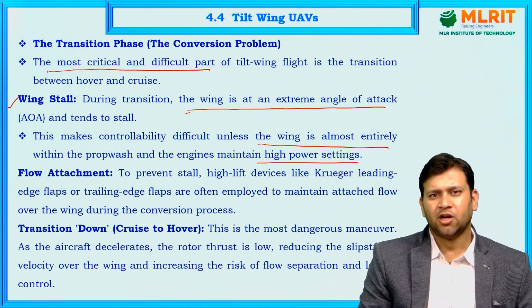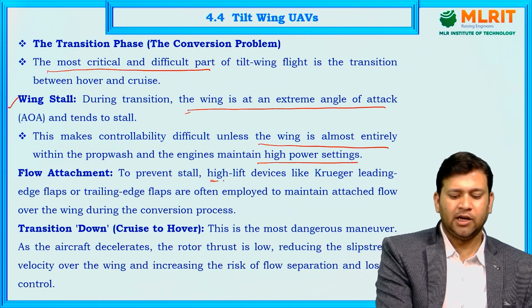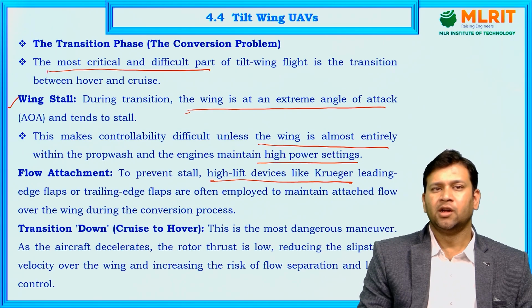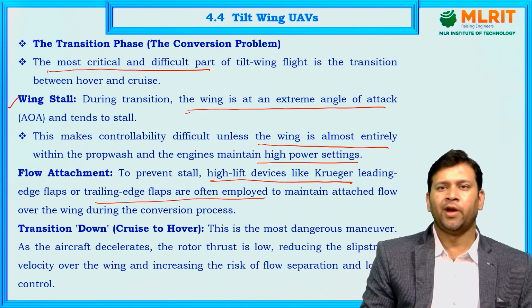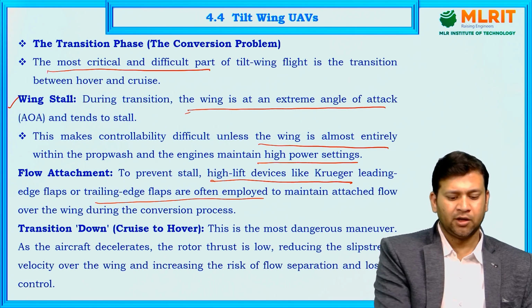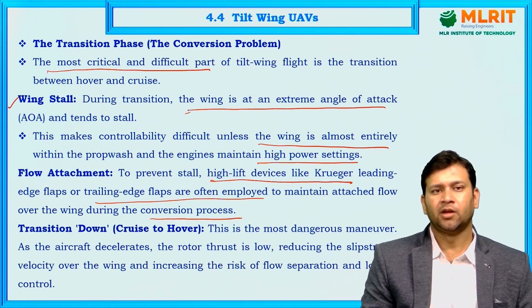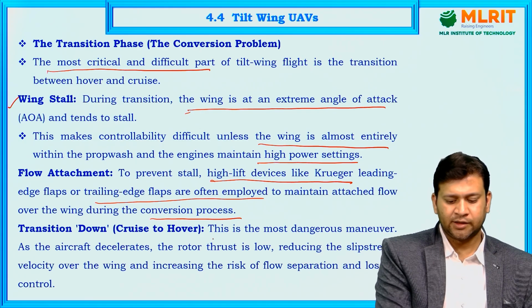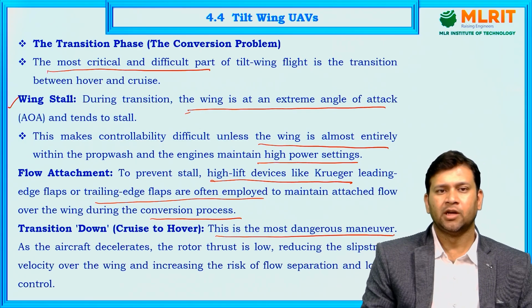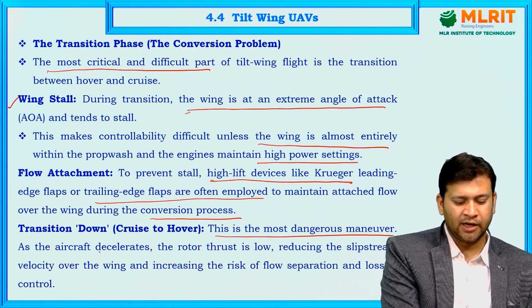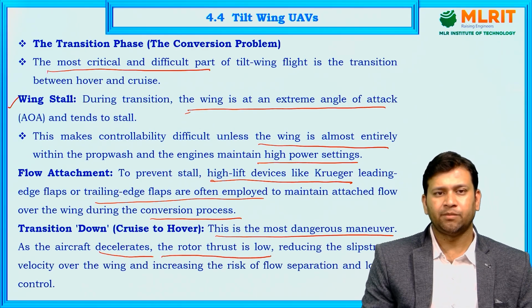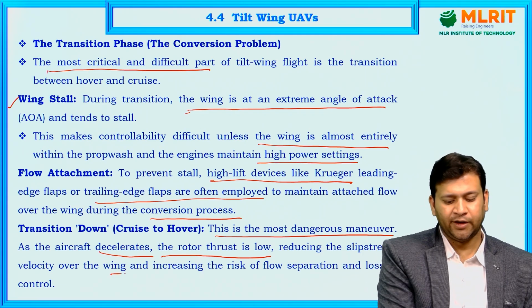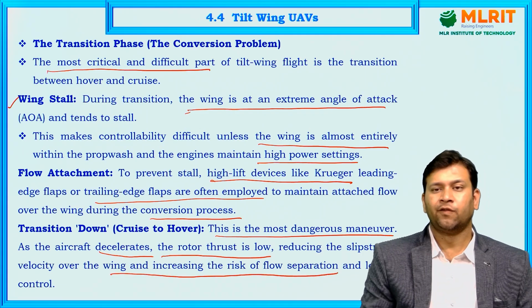Flow attachment. To prevent stall, high lift devices like Krueger, leading edge flaps or trailing edge flaps are often employed to maintain attached flow over the wing during the conversion process. Transition down. This is the most dangerous maneuver. As the aircraft decelerates, the rotor thrust is low, reducing the slipstream velocity over the wing and increasing the risk of flow separation and loss of control.